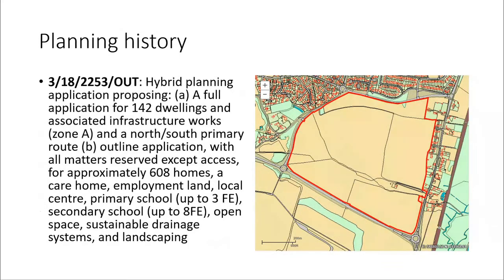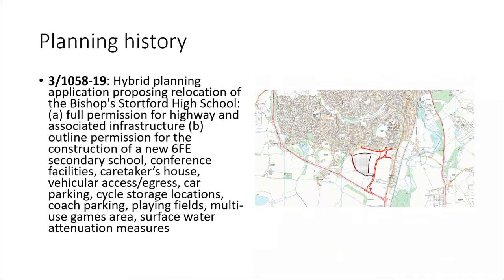So just by way of background, the planning history of the site: East Herts District Council granted outline planning permission. It's actually a hybrid planning application, granting full permission for 142 dwellings in Zone A, a north to south primary route, and outline permission for approximately 608 homes, employment land, and a local centre. And that's shown, the application site boundary shown on the screen there, outlined in red. Secondary to that, this council granted outline planning permission for the construction of a sixth form entry secondary school.